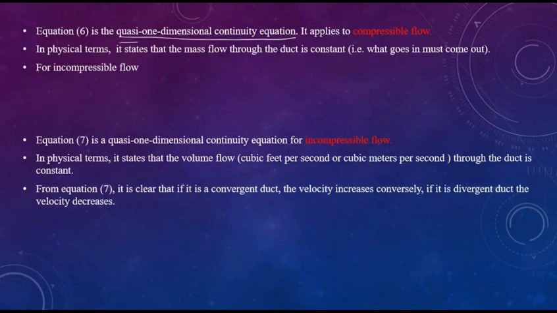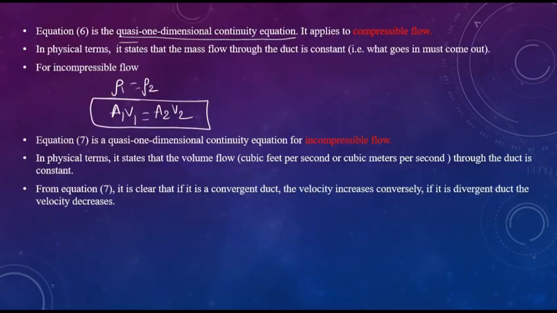Now, if I write the same equation for incompressible flow, what happens? For incompressible flow, rho 1 is equal to rho 2. So, I am left with A1 V1 is equal to A2 V2. This becomes our equation 7, the quasi one-dimensional continuity equation for incompressible flow. What does this state in physical terms? It states that the volume flow through the duct is constant, and this volume flow, that is cubic feet per second or cubic meters per second, is constant through the duct.